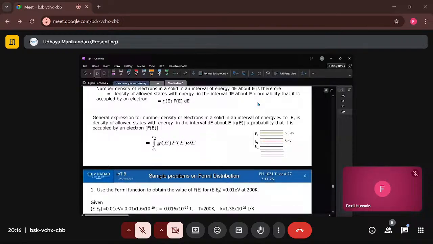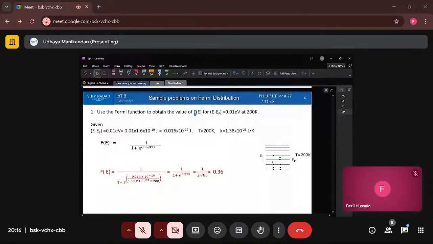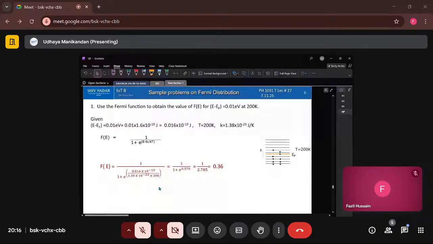So whenever you are asked to find the number density in an interval, you just take the energy interval E1 to E2, integrate G of E times F of E dE. That's it. F of E is the function which gives you the probability, and G of E is the density of states. Now, use the following function to obtain the value of F of E for given E minus EF and T. It's a direct formula: E minus EF is given, K is not given but T is given. You know K is 1.38 times 10 to the power minus 23 in SI units, so substitute and get the answer.